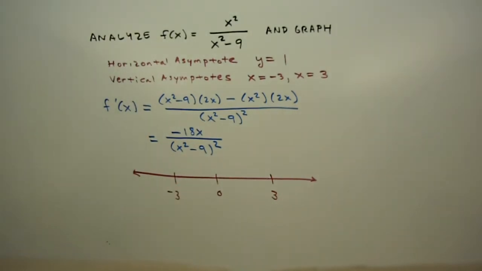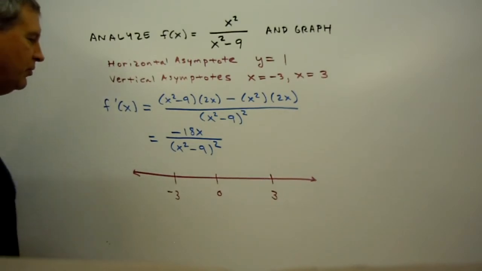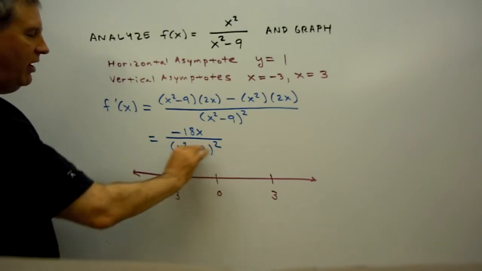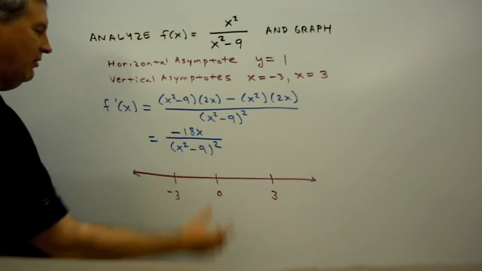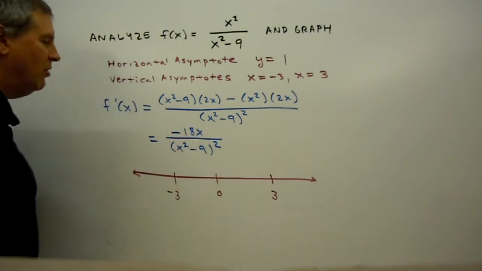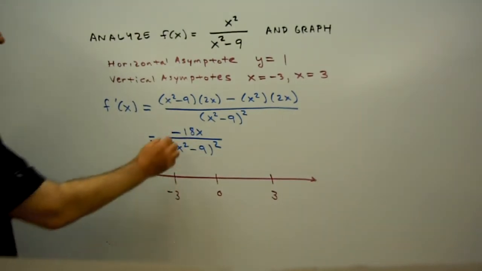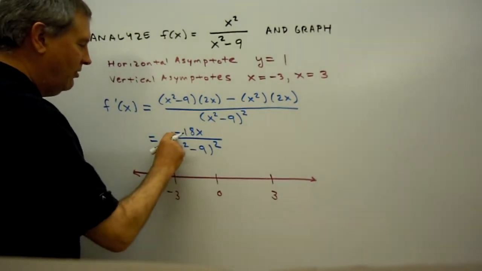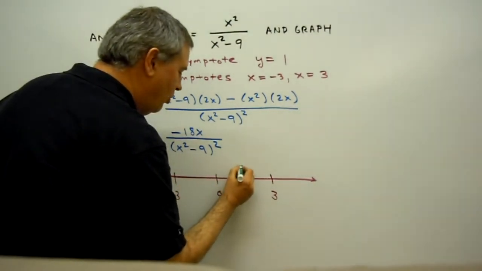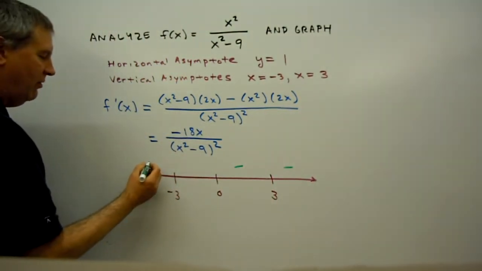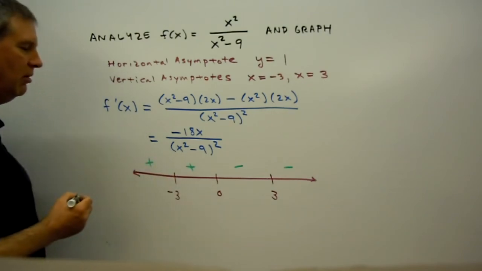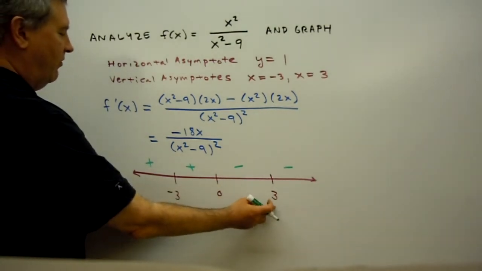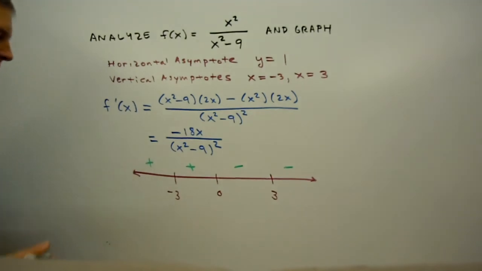And in terms of our sign analysis of the function, first of all, we notice that the bottom is always going to be positive wherever the function is defined. So it really only depends on the numerator, the top of this derivative. And so negative 18x means that where it's defined, the derivative is going to be negative whenever x is positive, and positive whenever x is negative. And again, the derivative is equal to 0 at 0.